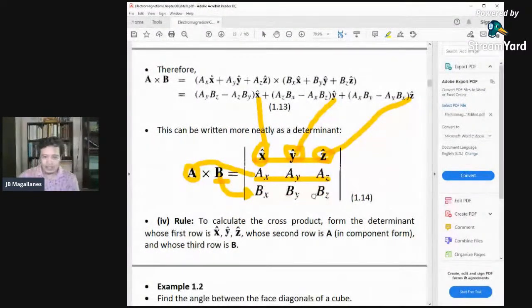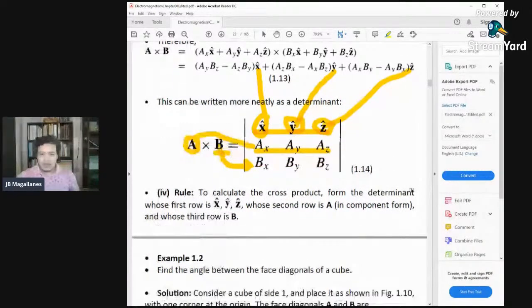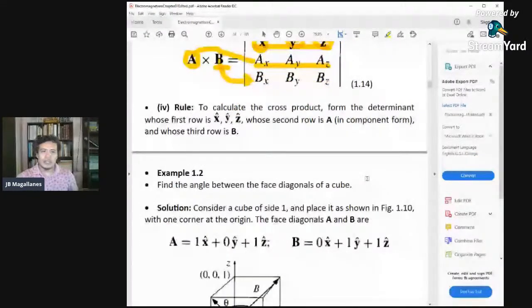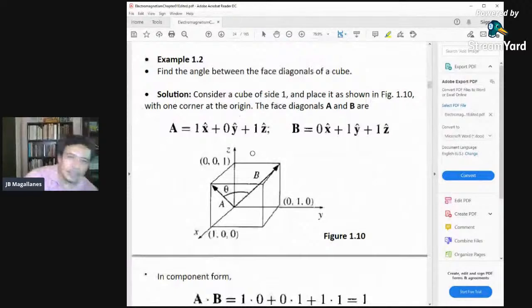So that's just a review of your algebra. Now we'll go to an example. Here you have, consider a cube of side 1. You have a side 1 cube here. All of the sides are of unit 1.